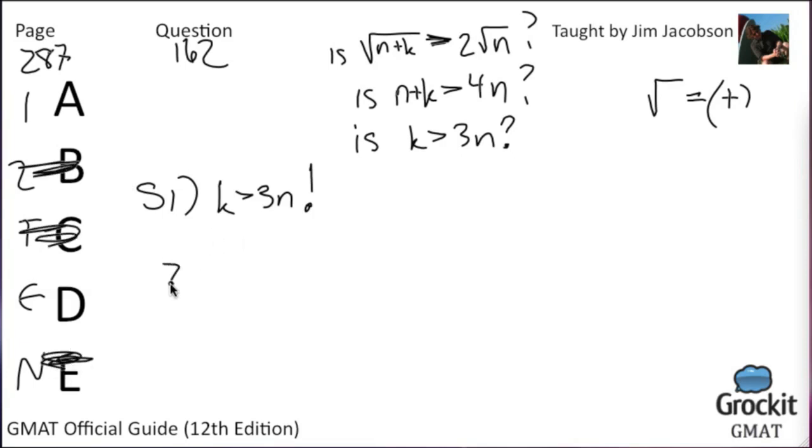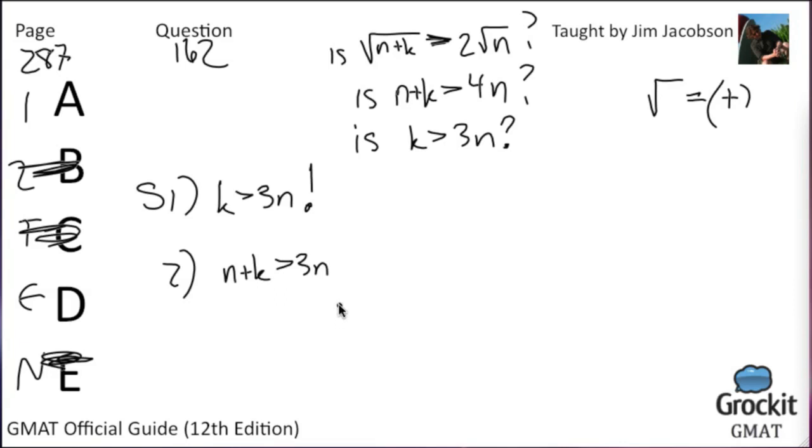Statement two, we have n plus k is greater than 3n. And unfortunately, without knowing the relative values of n and k, we can actually come up with more than one answer.